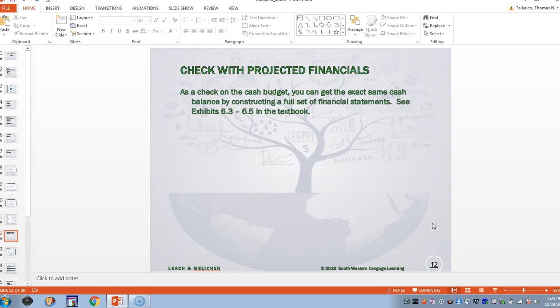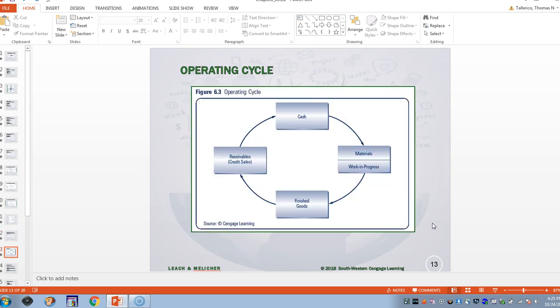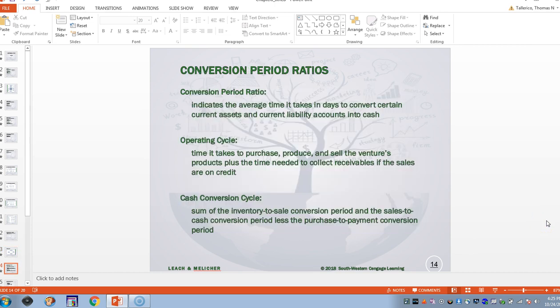All right, so we're going to talk now about, and the important thing in this chapter is the operating cycle. And this is simple. The cash comes in, you buy material, you make product, you make it finished, put it on the shelf, you sell it, and you wait for your cash to come in. And this is our circular operating cycle that goes on and around and around.